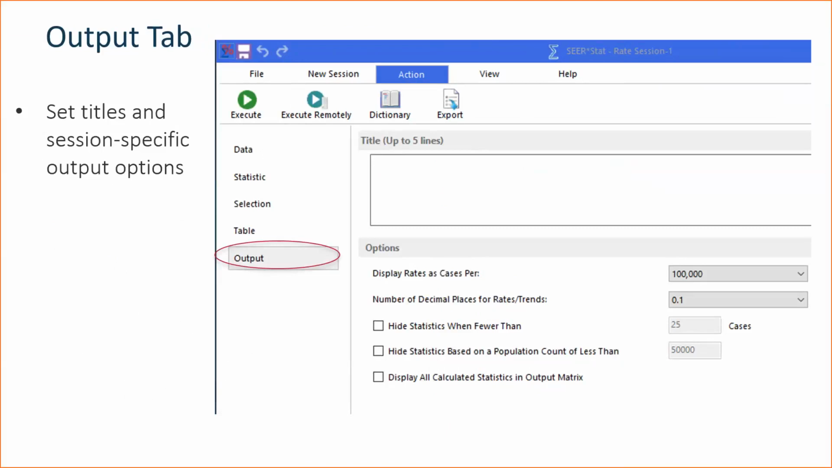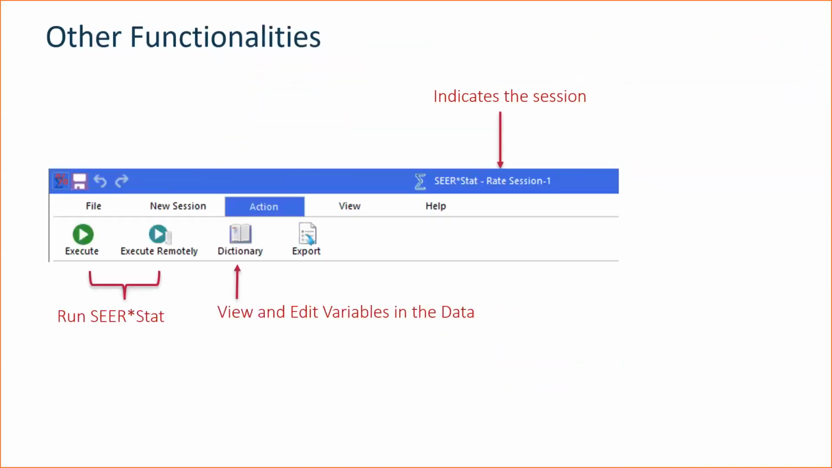If you want to suppress based on number of cases and or populations, you can do those for different confidentiality or stability. And there's some other functionality in SEERStat, the dictionary, which I will be showing. So I'm not going to spend any time on that. The execute button is to get SEERStat running.